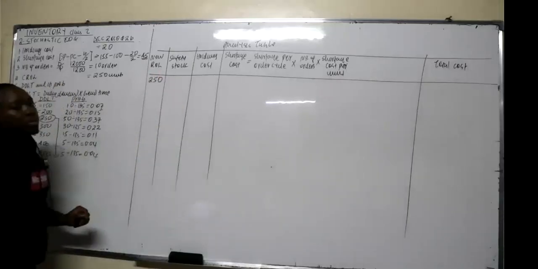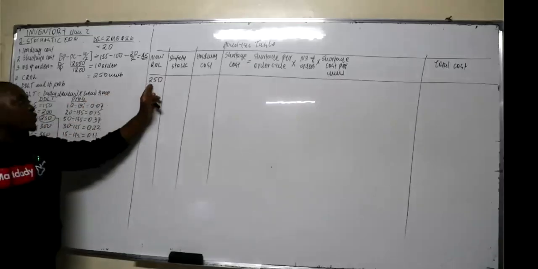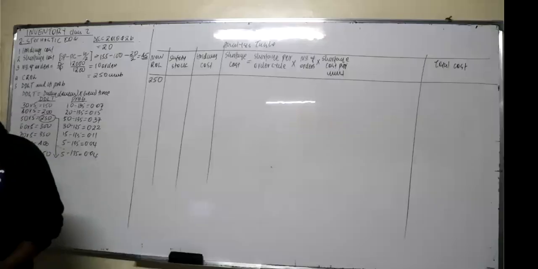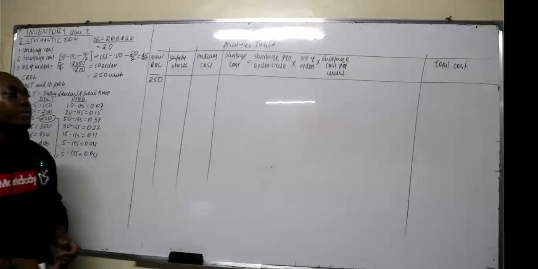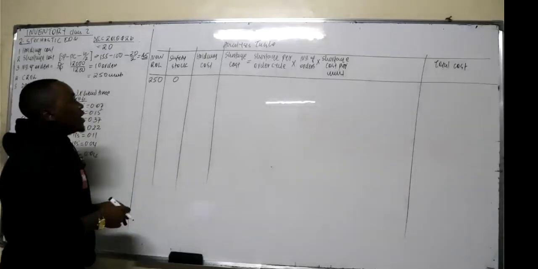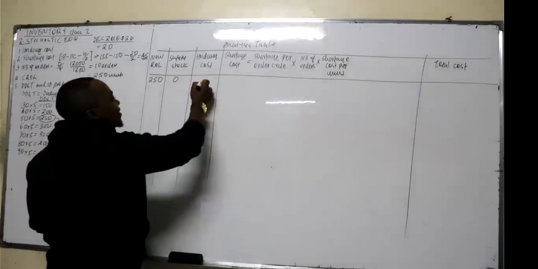Now we need the safety stock. The current reorder level is 250. If you decide to order to maintain the same 250, how much will you carry as safety stock? 0. So in this case, you will not have any safety stock. Therefore, how much will be the incremental holding cost? It's also 0.